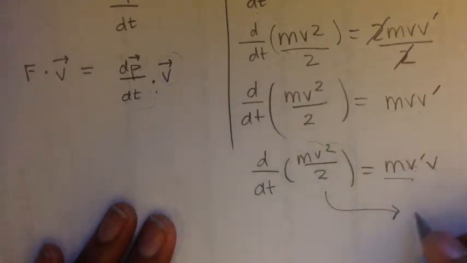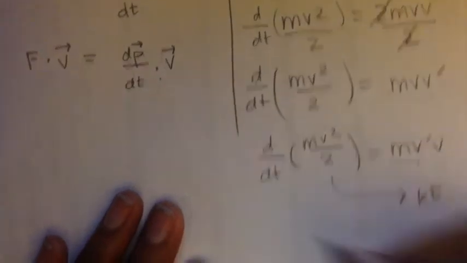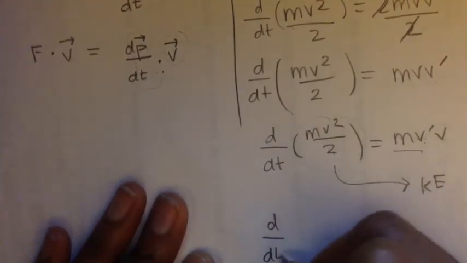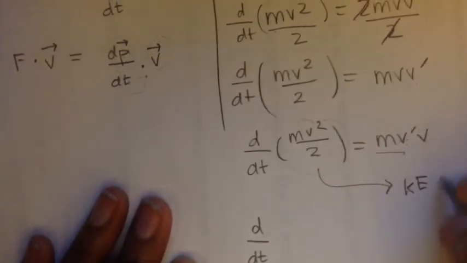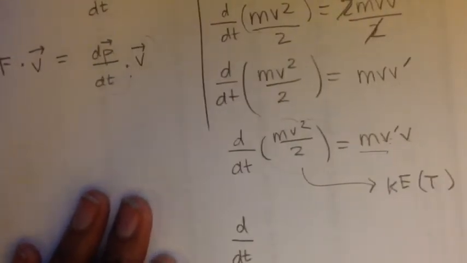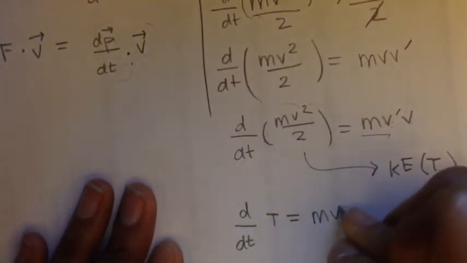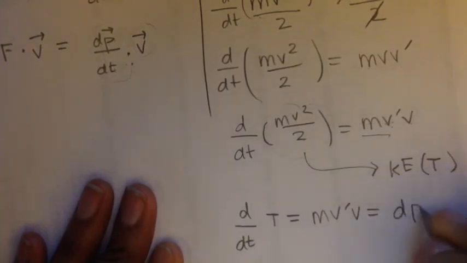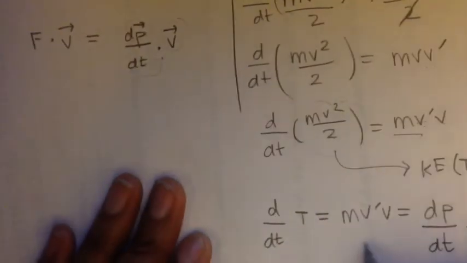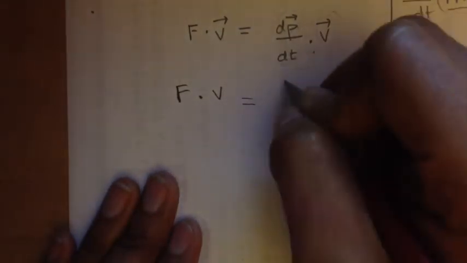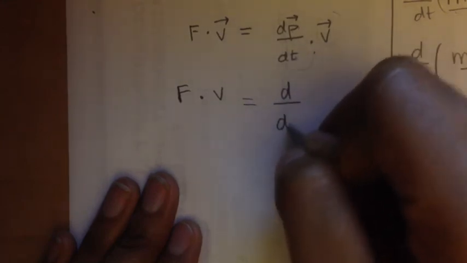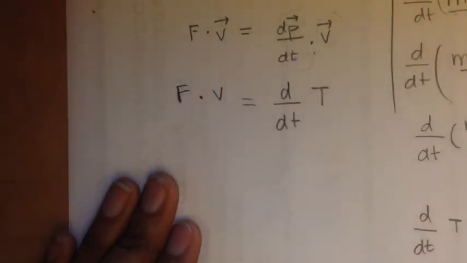And we know, of course, that this is kinetic energy. So we say the derivative of kinetic energy, which is also going to be denoted by T, is equal to mv prime v, which is also the same thing as dp over dt times v. So we can go right back over here and say that force times velocity is equal to the derivative with respect to time of kinetic energy.